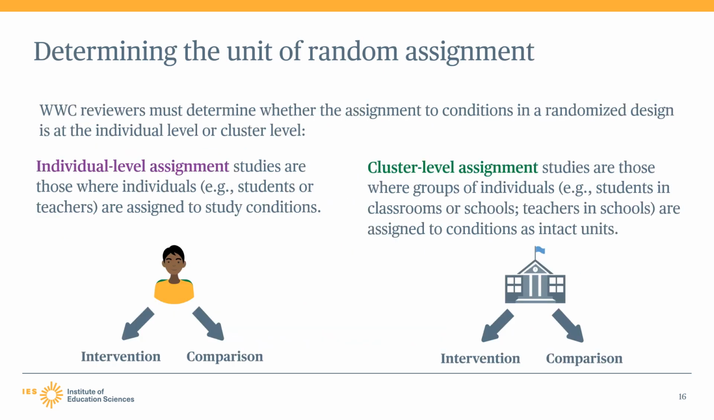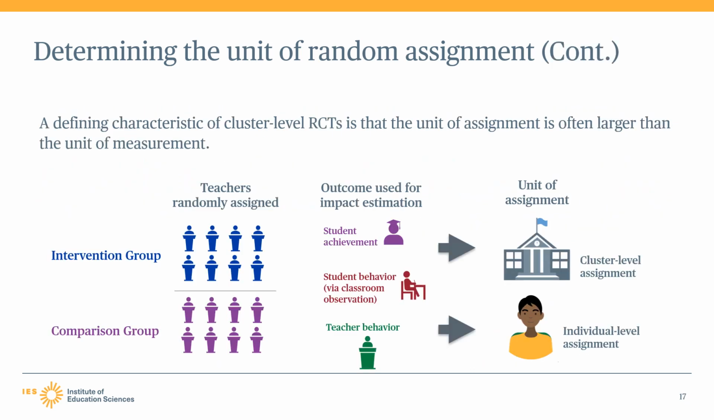When assessing assignment to conditions in RCTs, reviewers will need to determine whether the study used individual level or cluster level random assignment to conditions. In individual level assignment designs, individuals such as students or teachers are assigned to study conditions. In cluster level assignment studies, groups or clusters of individuals such as students or teachers are assigned to conditions as intact units, such as classrooms, schools, or districts. A defining characteristic of cluster-level RCTs is that the unit of assignment is often larger than the unit of measurement.